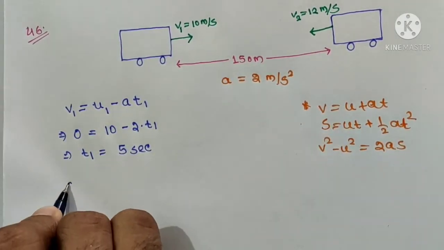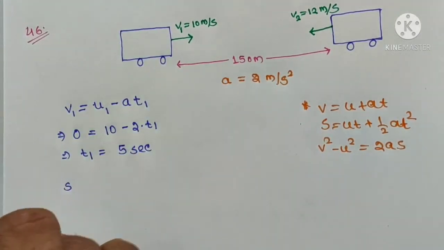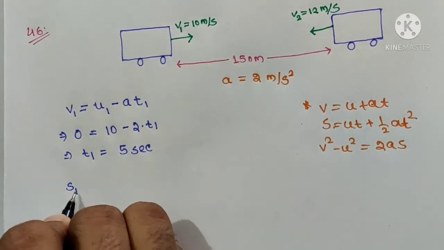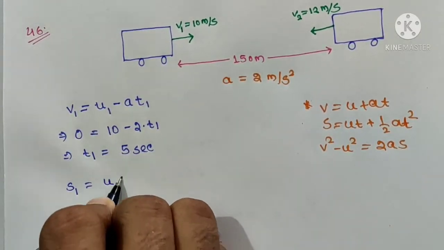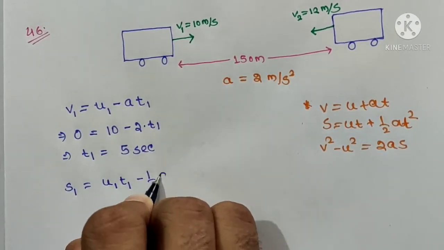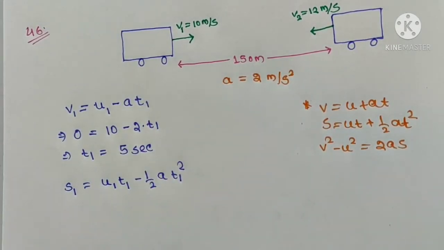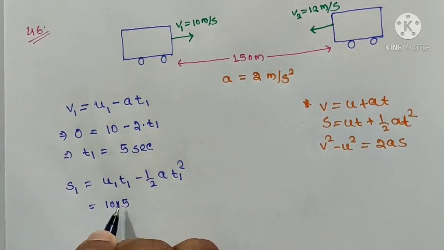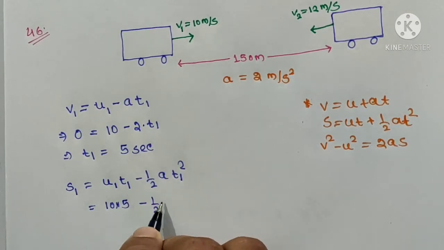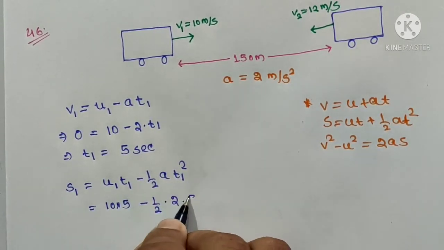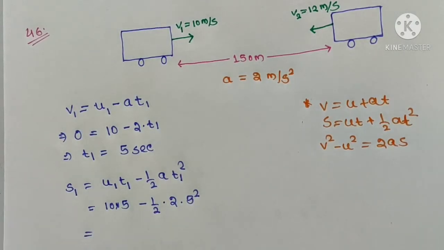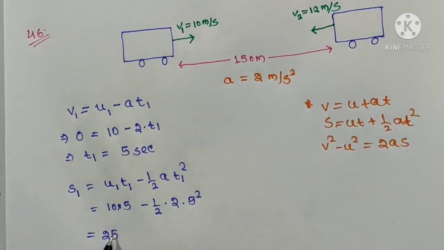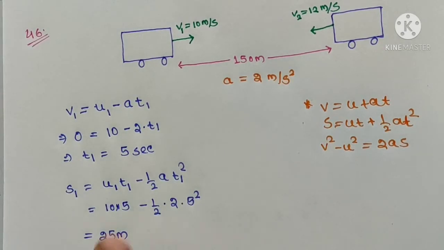So distance traveled by the fast car before it stops. So s1 equal to u1 t1 minus half a t1 square. So 10 into 5 minus half into 2 into 5 square. So it is equal to 25 meter. So the fast car will move 25 meter.